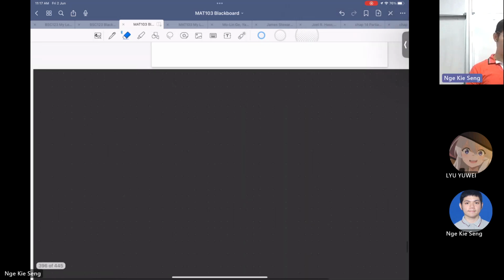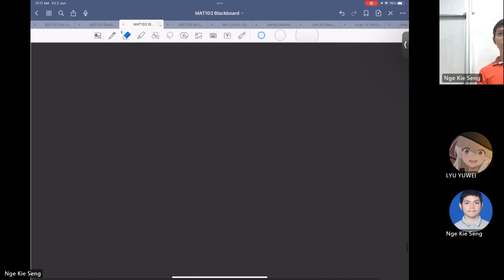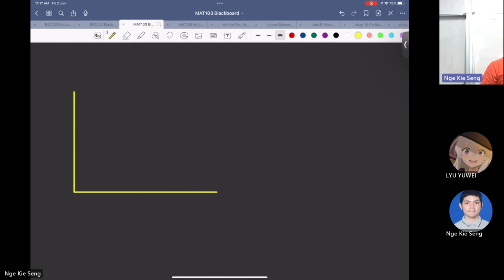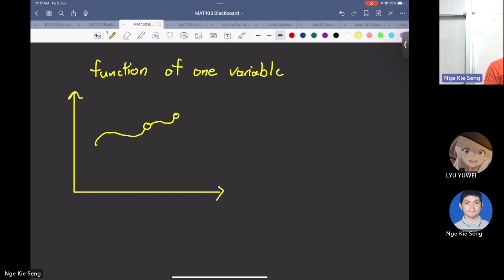This is also a generalization from a function of one variable. So do you know that for a function of one variable, if your function is not continuous at finitely many points, you still can integrate your function over the domain, let's say A to B? You know that?